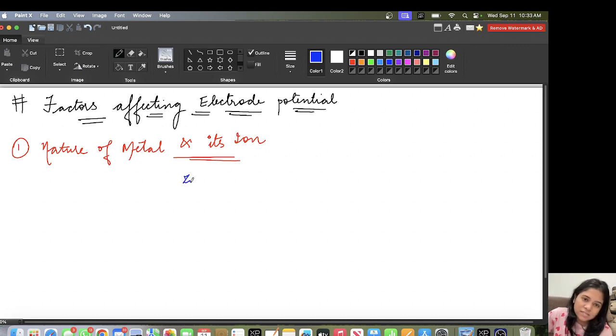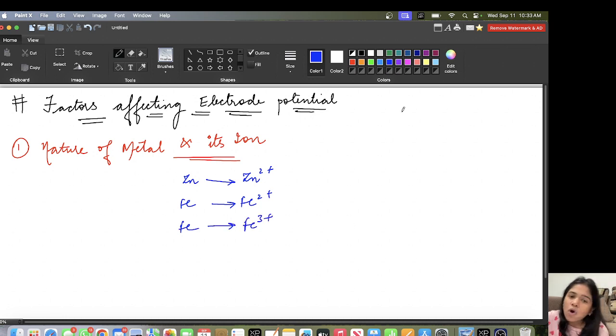Suppose you are using zinc, zinc gives you Zn2+ ions. If you are using iron, iron gives you Fe2+ ions. Iron sometimes gives Fe3+ ions also. So the electrode value depends upon what metal you are using. Here the metal is the same but its ion is different, so your electrode potential value will also be different. This is your first factor.